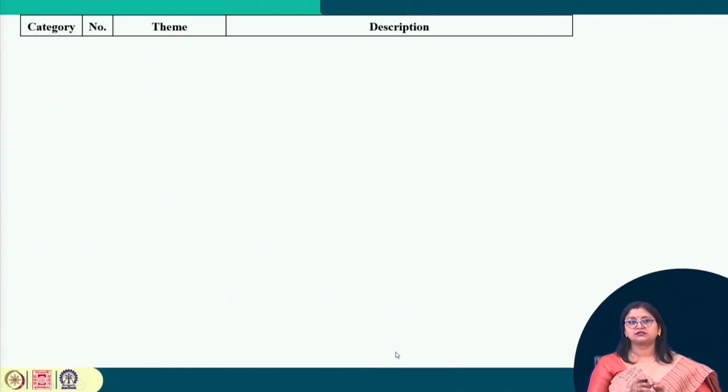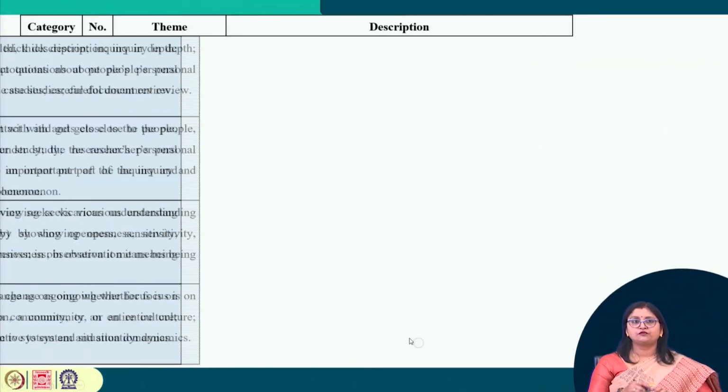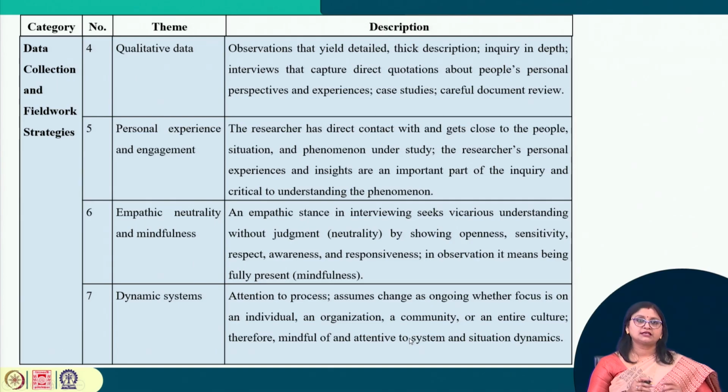So, I found this table very useful for the learners. The second type is data collection and fieldwork strategy. That is why I have changed the color, so you can identify the differences.